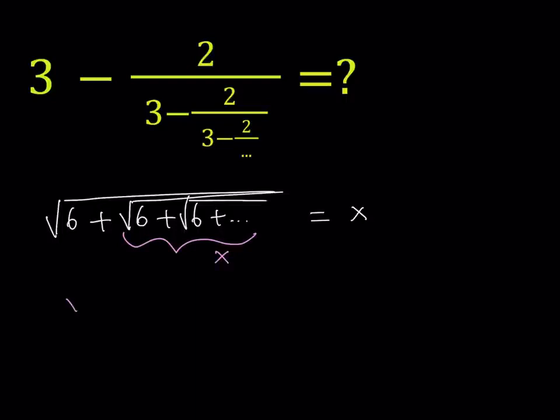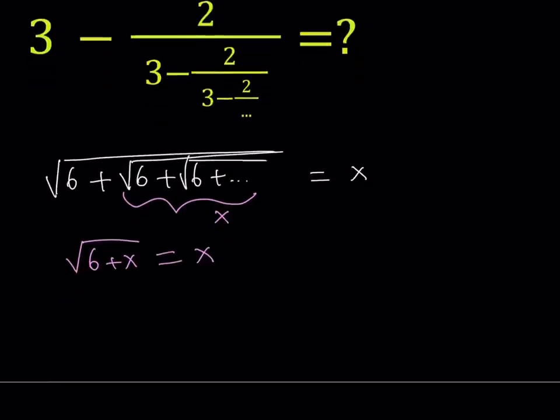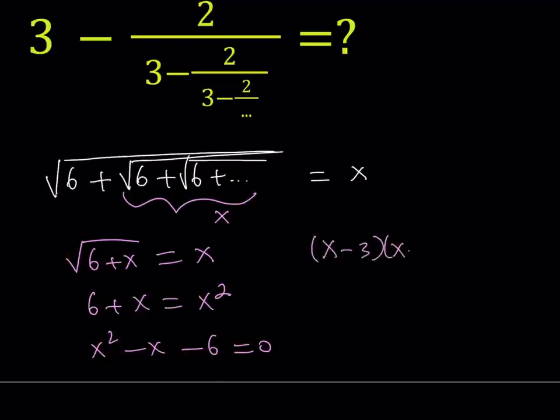So then we get something like this from here. The square root of 6 plus x equals x. And then what would you do to solve for x? This is a radical equation, but I want to solve for x. So I would square both sides. That would give me 6 plus x equals x squared. And then you would put everything on the same side. x squared minus x minus 6 equals 0. And from here, you would get the factoring, x minus 3 times x plus 2 equals 0. And obviously from here you could safely say that x is either 3 or negative 2.